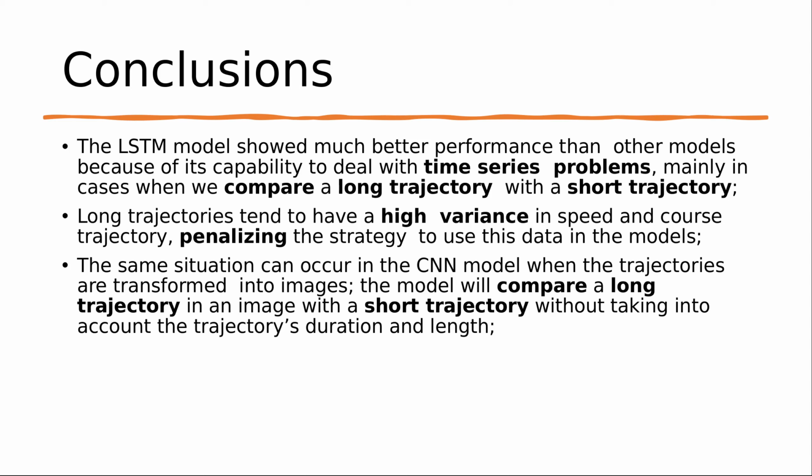The LSTM model showed much better performance than other models because of its capability to deal with time series problems, mainly in the cases when they compare a long trajectory with a short trajectory. Long trajectories tend to have a high variance in the speed and course, penalizing the strategy of using this data in the models. The same situation can occur in the CNN model when the trajectories are transformed into images. The model will compare a long trajectory in an image with a short trajectory without taking into account the trajectory duration and length.